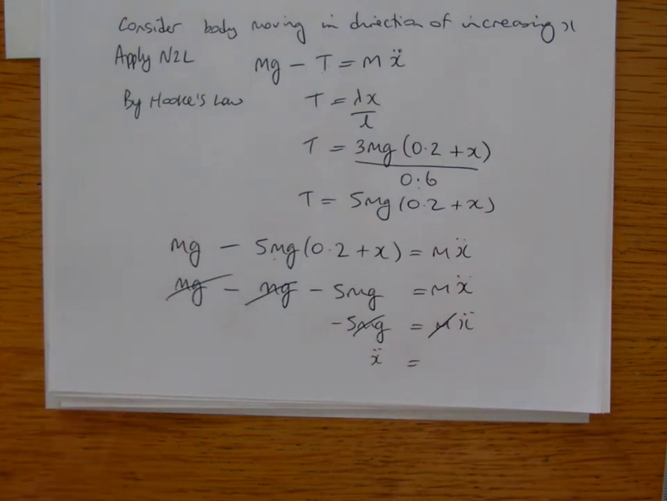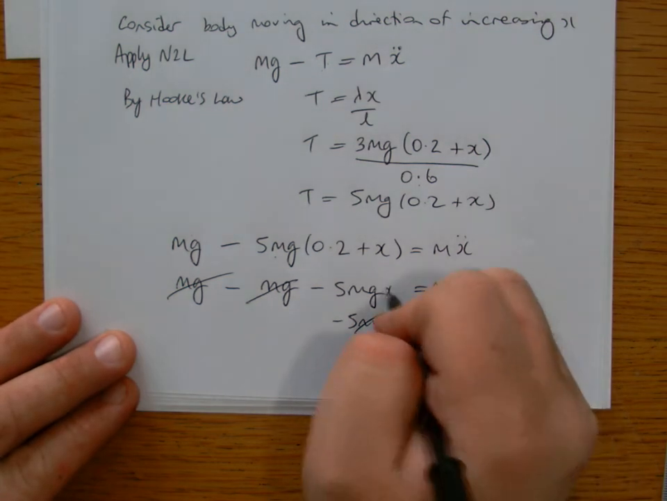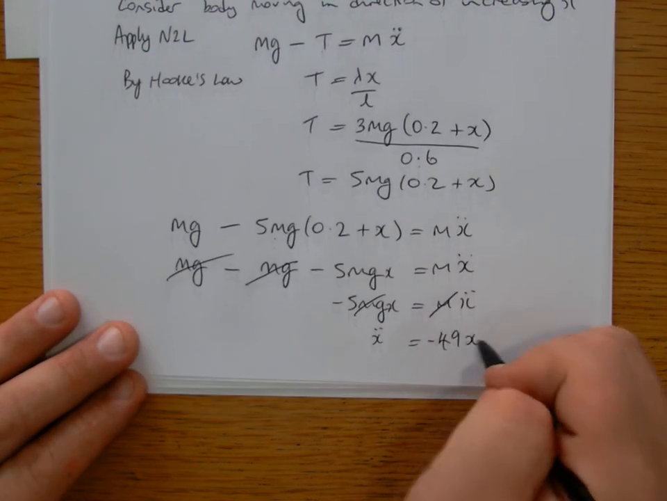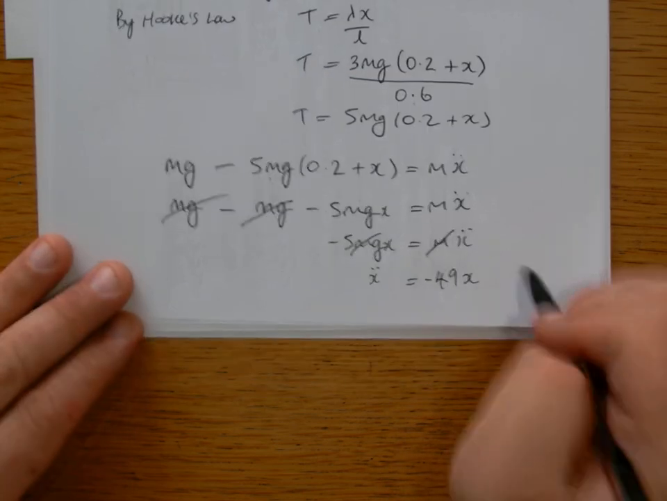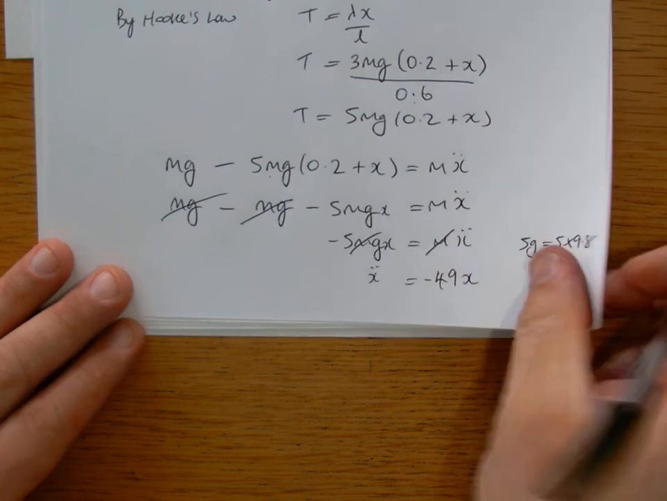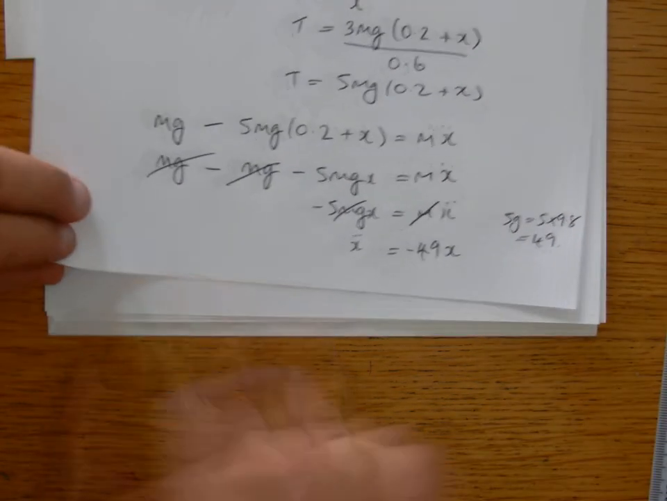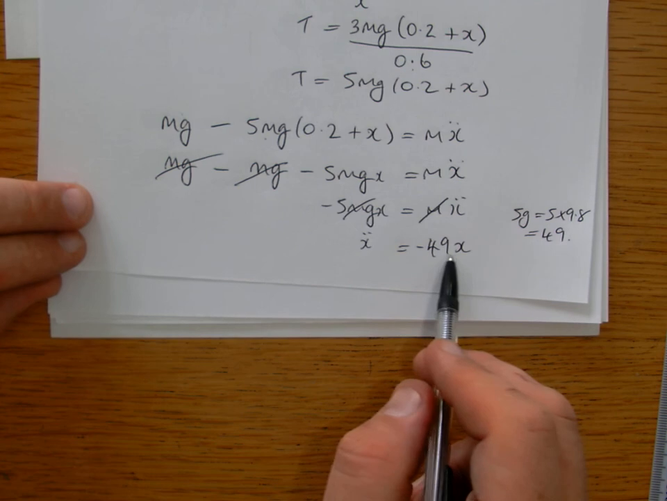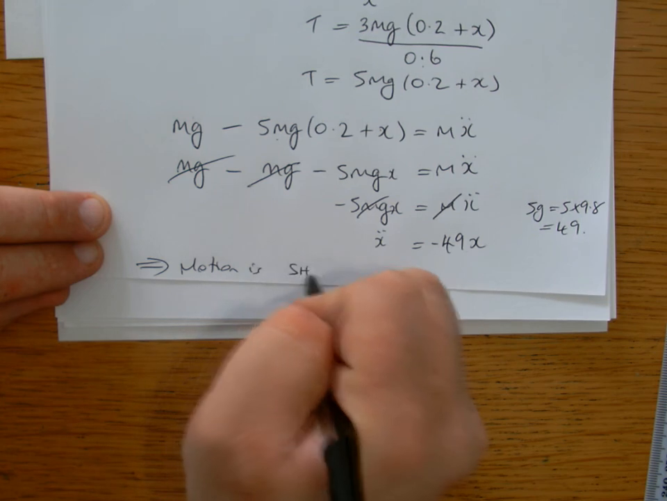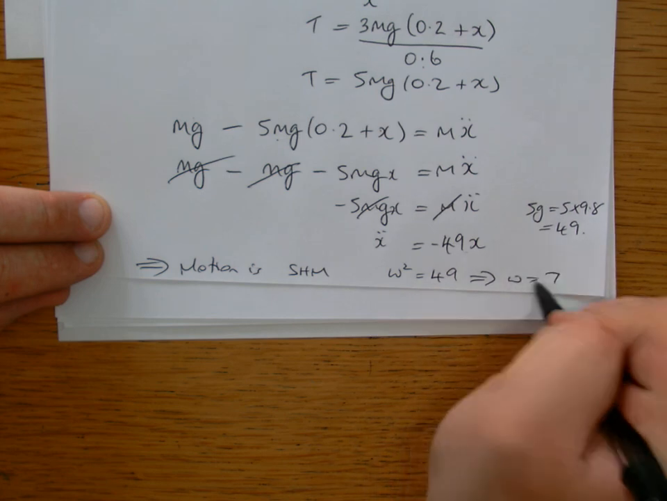So 5 times 9.8, of course, is 49. I missed out the x there, haven't I? 5mg times x. So minus 49x there, because 5g is 5 times 9.8, which is 49. So there you can see we've got our omega, because it is of the form x double dot equals minus omega squared x. And we can say that motion is SHM because we're of that form where omega squared is equal to 49, which implies omega is equal to 7.